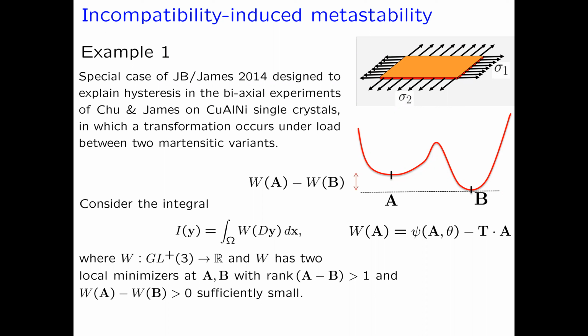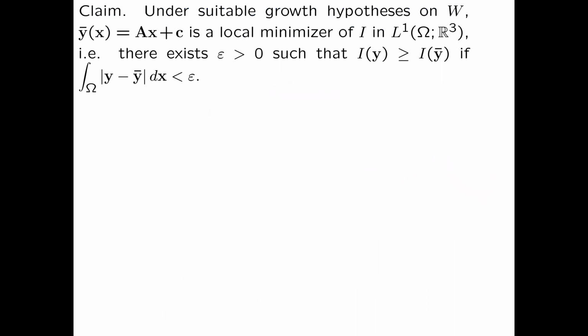But we can't make an interface between B and A because it's geometrically impossible, right? So the theorem is that under suitable growth conditions, y bar AX is a local minimizer of I in L1. In other words, you can't nucleate this new phase. So at least you have to do something dramatic. So that there's some epsilon such that if you're L1 close to y bar, then the energy is bigger than or equal to the energy at y bar.